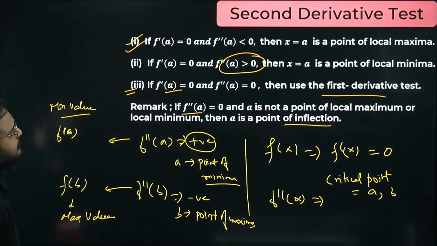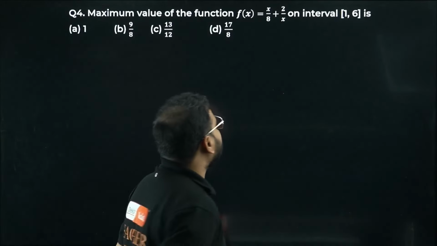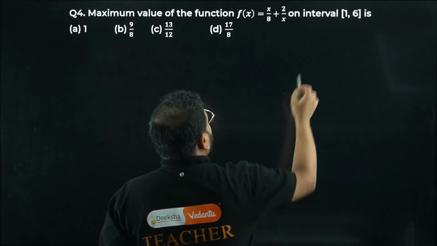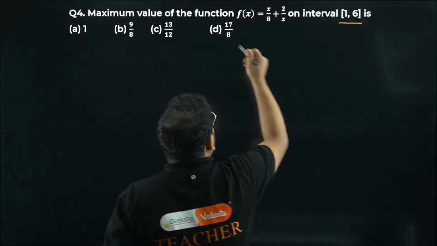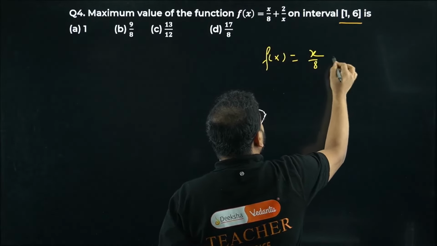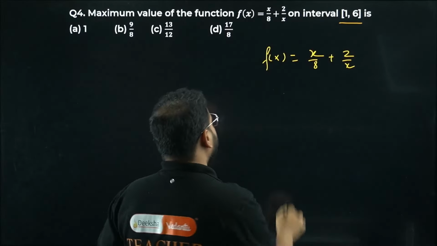Okay. Now we can solve the question. Question number 4. Maximum value of the function given like this on the interval 1 to 6. Have a look. This is very, very important, bacha. I'll show you how. F of x is given here as x by 8 plus 2 by x. First step, very simple, find the derivative.